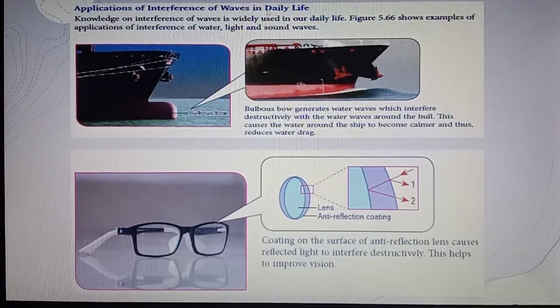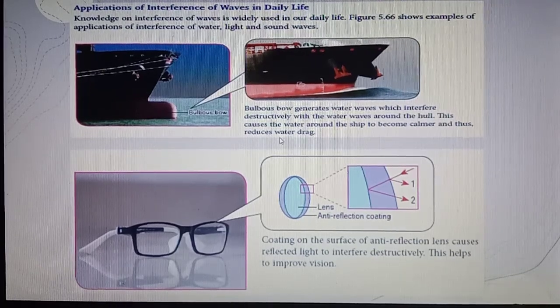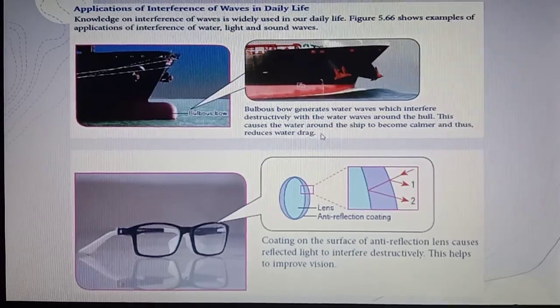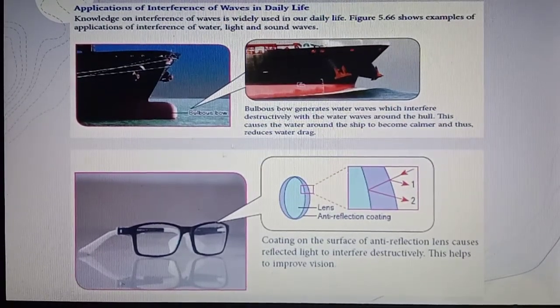Okay, application of interference of wave in daily life. You can see this is a ship. You can see there's a part here, a bulbous bow. The bulbous bow generates water waves, which interfere destructively with the water waves around the hull. This causes the waves around the ship to become calmer and thus reduces water drag. So you can search more on this, for video or image.